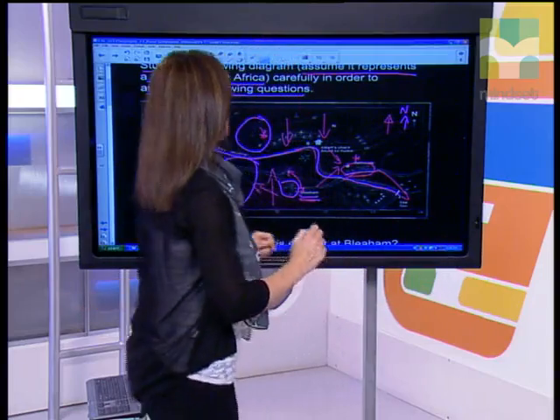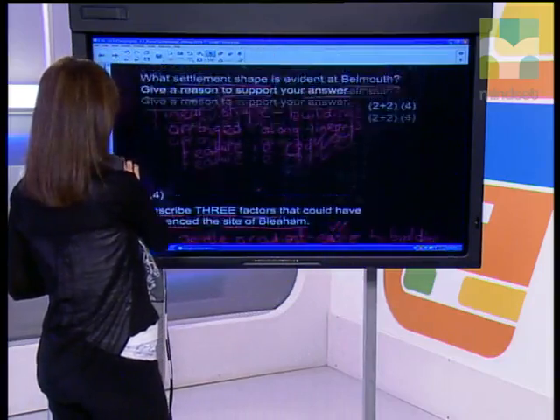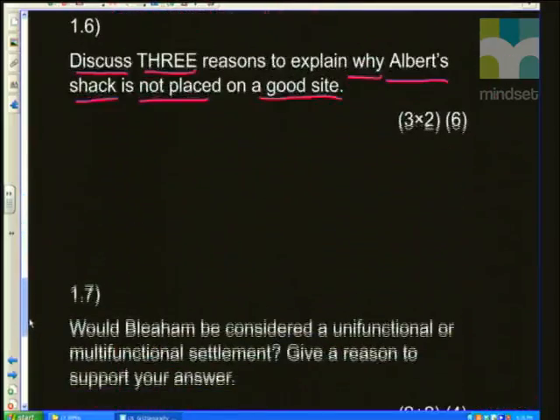In addition to that, it's right close to the river. And if you're right on the floodplain of that river, it means that you're very prone to flooding. So there's a couple of reasons why it's not a good site. Okay, let's go to our answer.